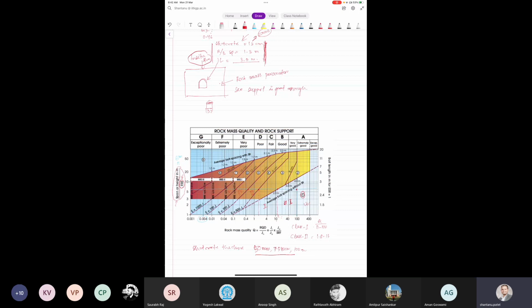Anybody other than Aman? Anybody has any question here? Actually, sir, I have one question. Yes, please. When we are considering the classes like class one, class two, and so on, it is coming in a range. But then we have to calculate the RMR by using a particular given value of Q. We cannot use a range there. Yeah, we cannot. So we will use the minimum one.